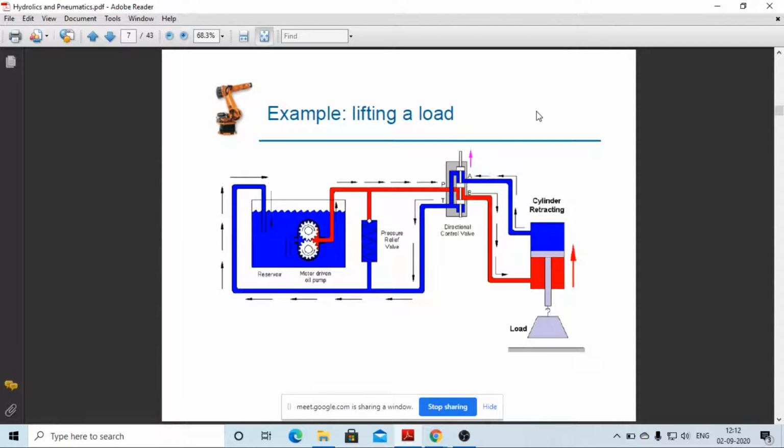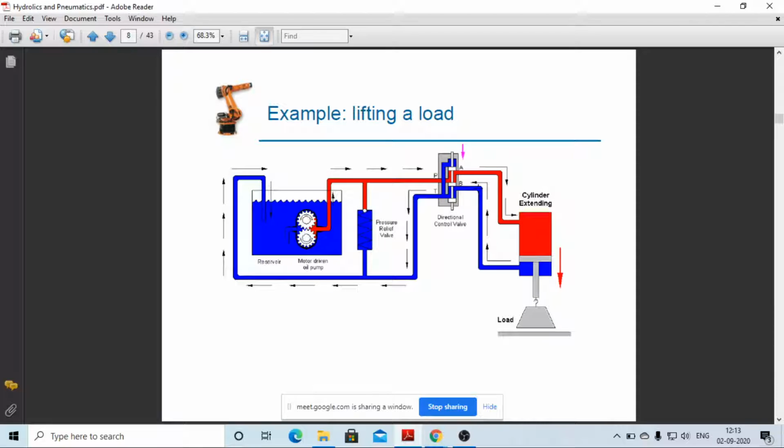Now the reverse condition is that P is connected to A and T is connected to B. This means on the upper side there is a higher pressure, and on the lower side there is a lesser pressure, and hence the movement of the piston is in the downward direction.